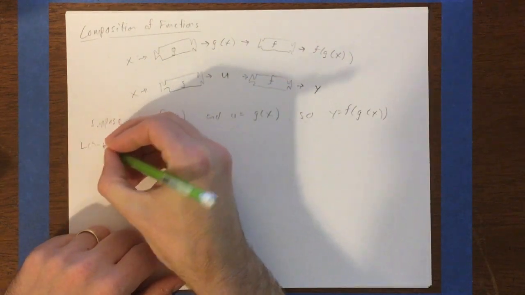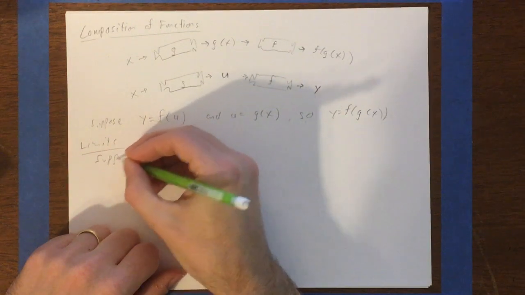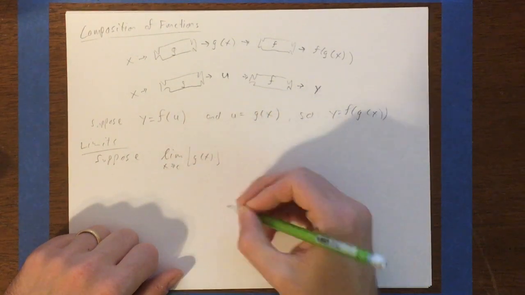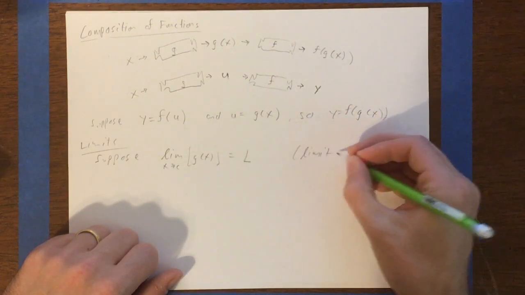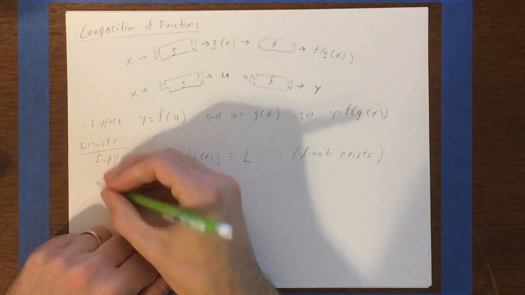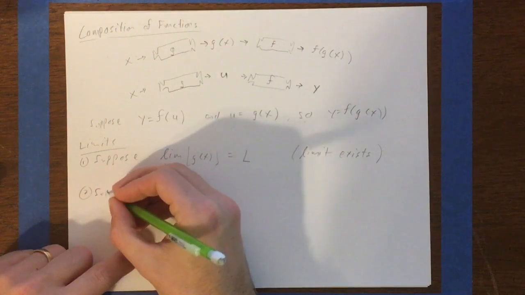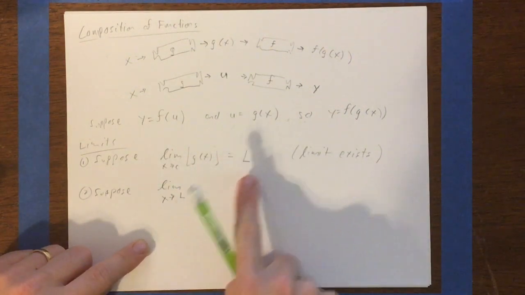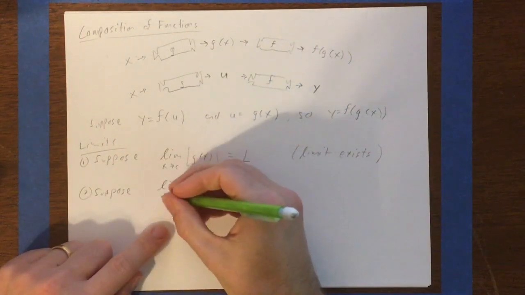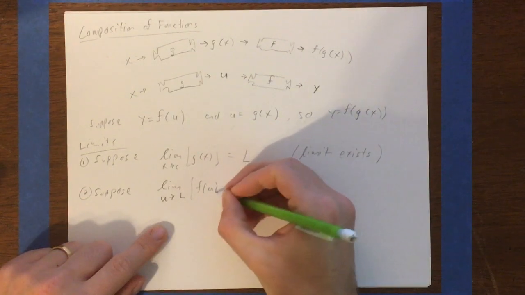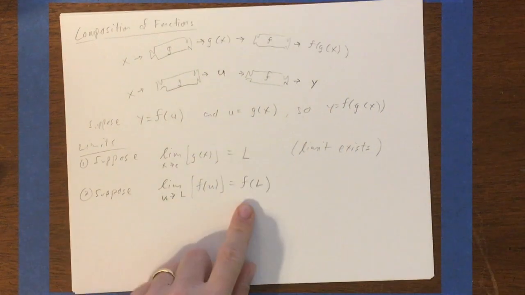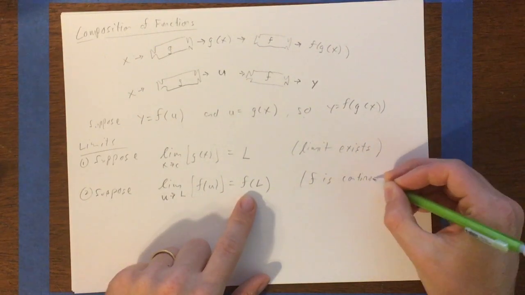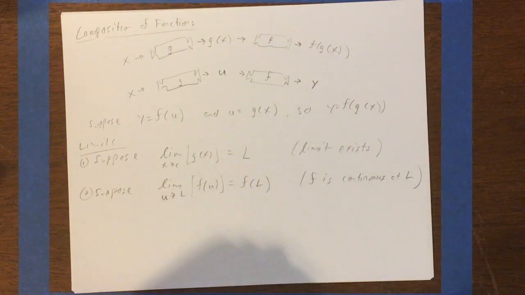Okay, so now limits. So suppose that we have this composition, and the limit as x approaches c of our inner function, g of x, is going to equal L, which basically means we're assuming that that limit exists. Okay? That was 1. 2, suppose also that the limit as x approaches L, sorry, I used x, but I should have used u. The limit as u approaches L of f of u is going to be f of L. So in particular, that means not only that the limit exists, but if it's equal to the function value, that means f is continuous at L.